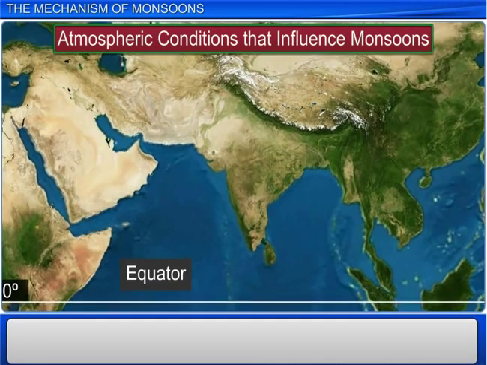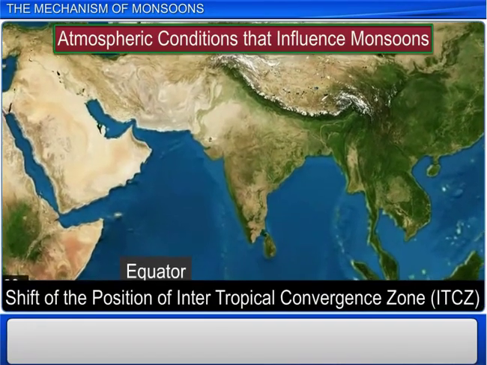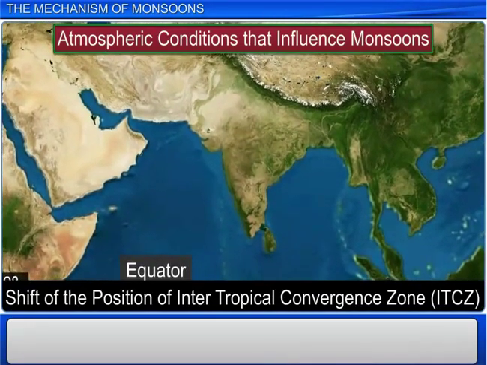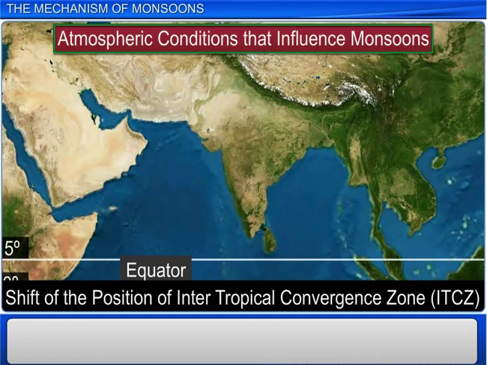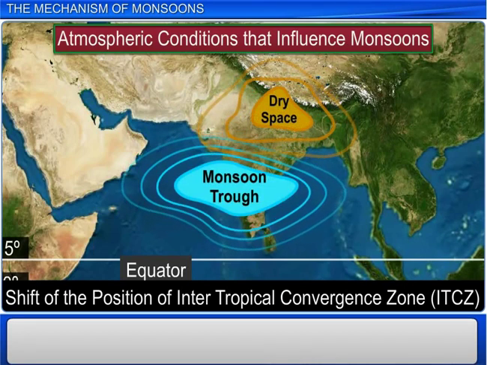The second condition is the shift in the position of the Intertropical Convergence Zone, ITCZ. In summer, the equatorial trough that is normally positioned about 5° north of the equator moves over the Ganga plain. As a result, a monsoon trough is created during the monsoon season.